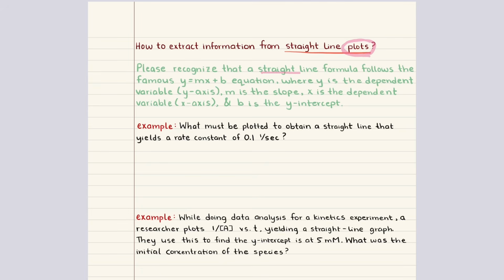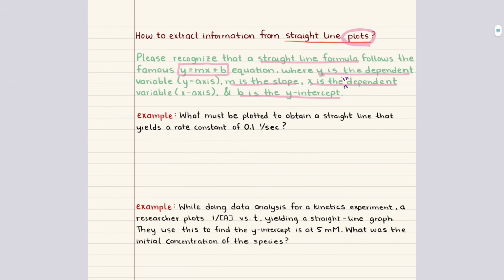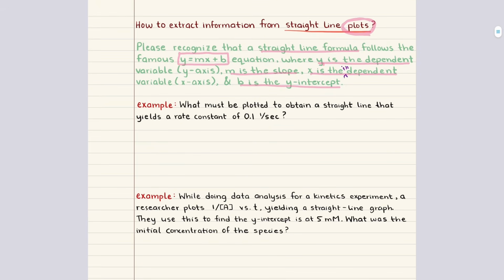Any straight line follows the familiar equation y equals mx plus b. In that form, y is the dependent variable on the y-axis, x is the independent variable on the x-axis, m is the slope, and b is the y-intercept. All of the integrated rate laws were rearranged to match this format, and that is exactly why we can determine rate constants from experimental plots.